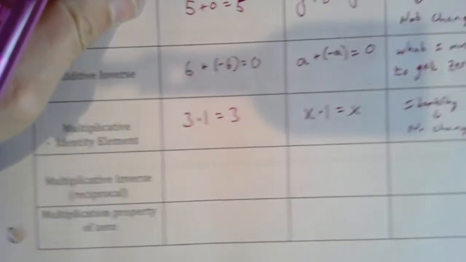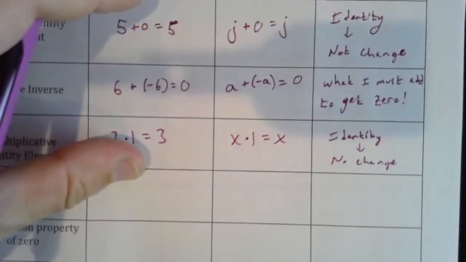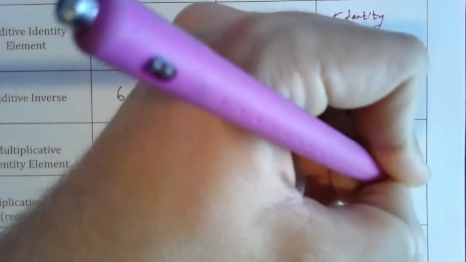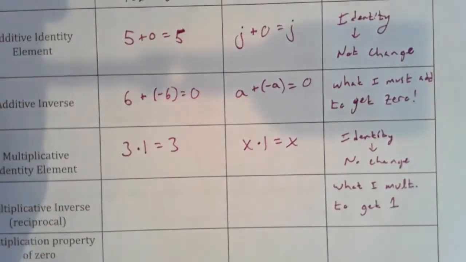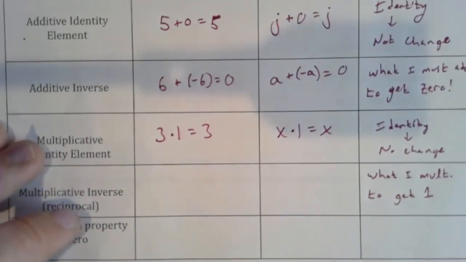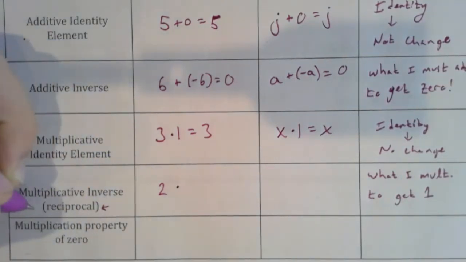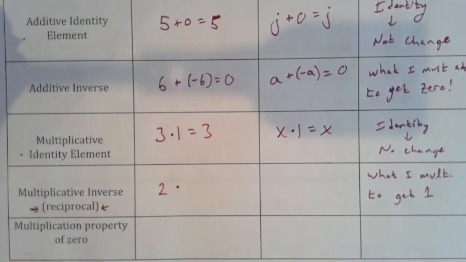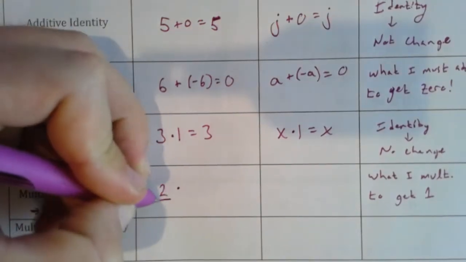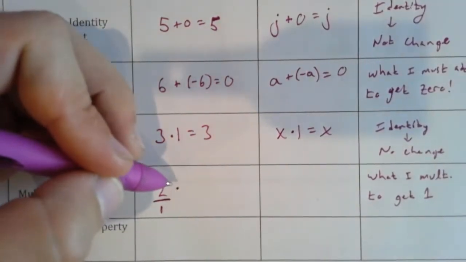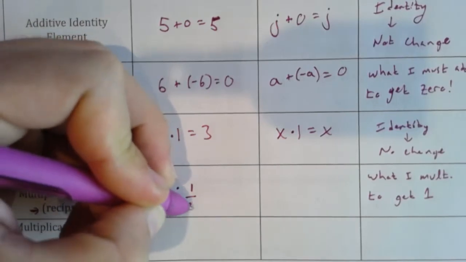The multiplicative inverse is what I need to multiply to get 1. So in this case, if I have 2, what can I multiply 2 by to get 1? Well, here's where I need to use this idea of a reciprocal, and we need to talk about fractions, which I know a lot of people don't like, but any whole number I can write as a fraction. That is really actually 2 over 1. And the multiplicative inverse, I can multiply this by 1 over 2.